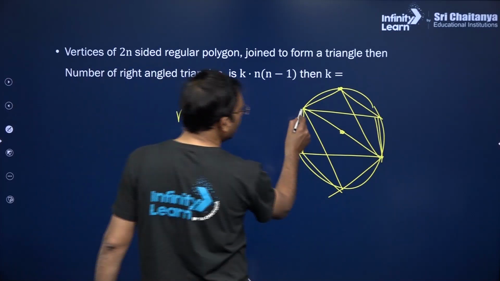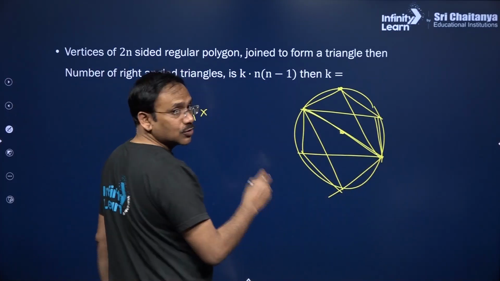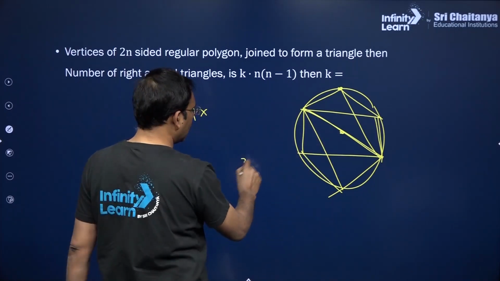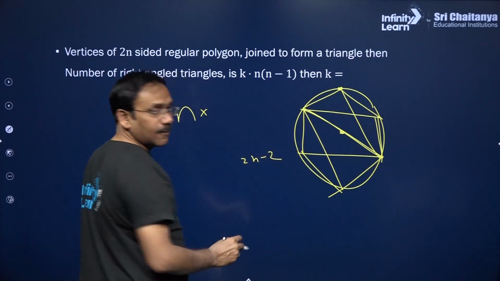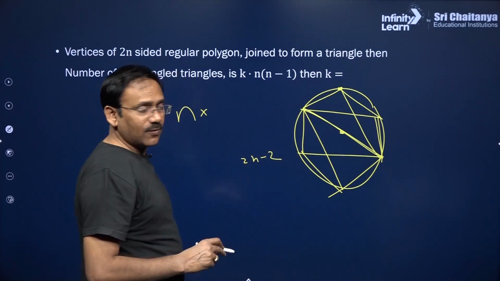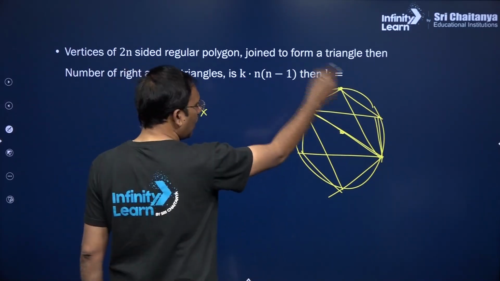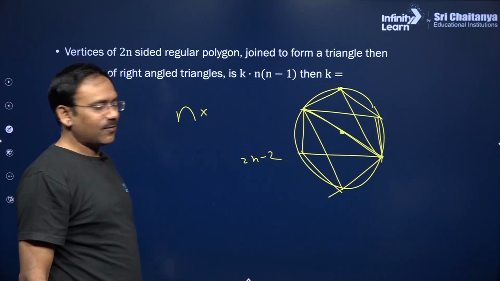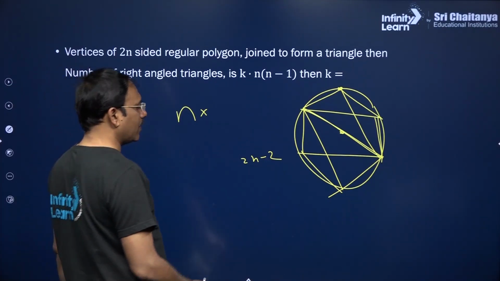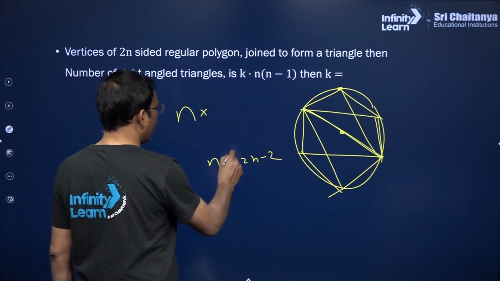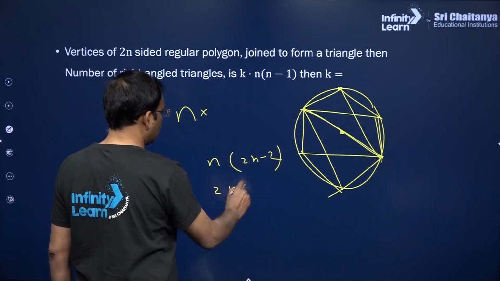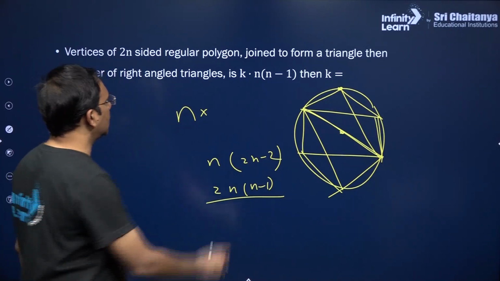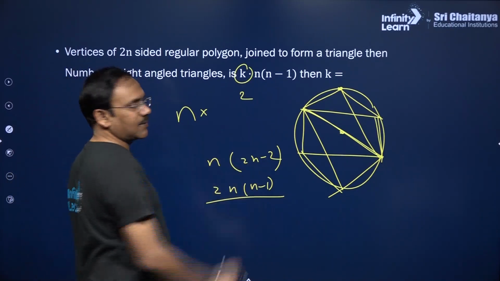So, for this, how many triangles have you drawn? In total there are 2n, 2 are gone, so 2n minus 2 are there. Out of these 2n minus 2, my dear friends, half will be on this side, half on this side. You can join any side. So, out of 2n minus 2 you can join to this. So, n into 2n minus 2, that is 2n into n minus 1, is the answer. So, I can say this k value is 2, my dear friends.